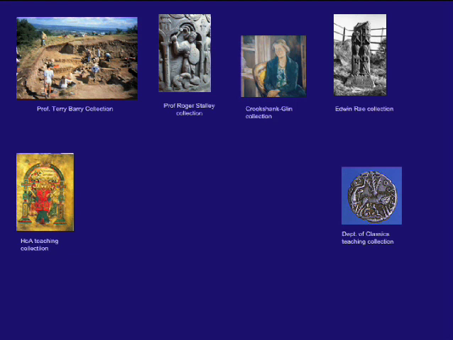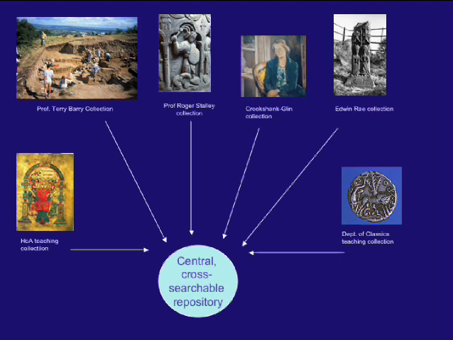So when the School of Histories and Humanities was formed, and departments including History of Art, History and Classics came together, those departments that used images most in their teaching, we decided that it was time to pool resources and to be strong and stand up to the computer scientists and really think very hard about what we wanted and go after that, and basically to try and create a central cross-searchable repository.